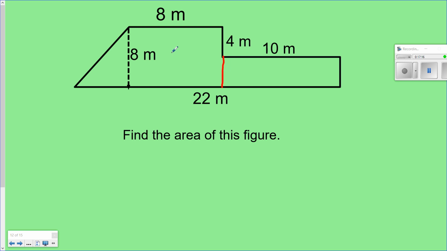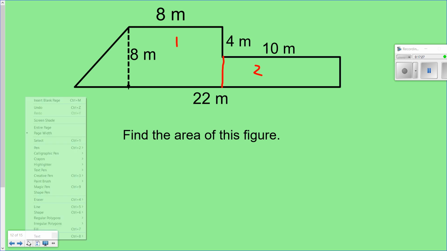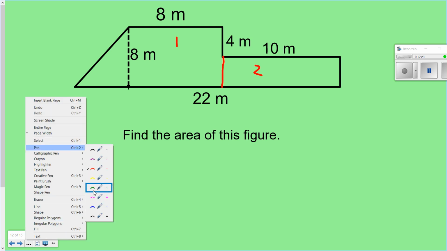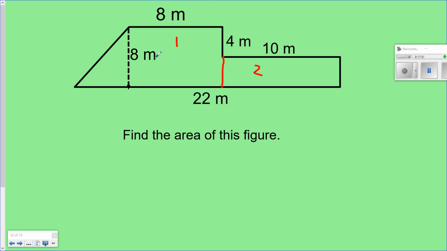So I have a trapezoid. I'm going to label that 1, and I'll label this 2. Now we have to make sure we find all of the sides that we need to find. So let's do that next. I'm going to change my color here so we can see a little bit better. So here's my rectangle. We'll start with this one. So we know if this is 10, this has to be 10.